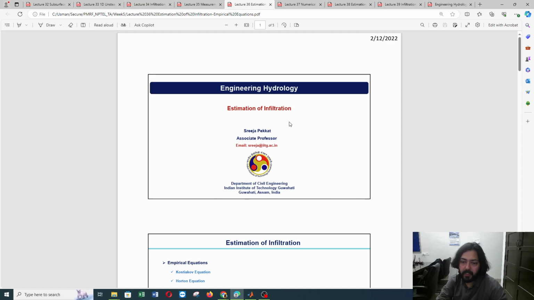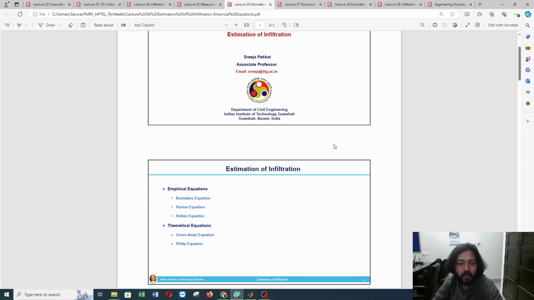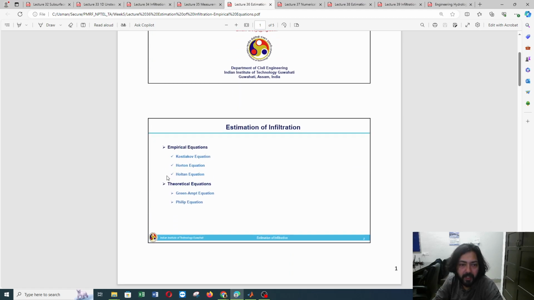With the help of the instrument, that is the infiltrometer, we studied how to record infiltration using single ring infiltrometer as well as double ring. Then we looked into estimation of infiltration based on empirical equations. We covered two empirical equations and two theoretical equations. Then we took numericals on each of them: on Kostiakov's equation, on Horton's equation, on Phillips, and at the very end we talked about the Green-Ampt equation, and we took a small numerical also.